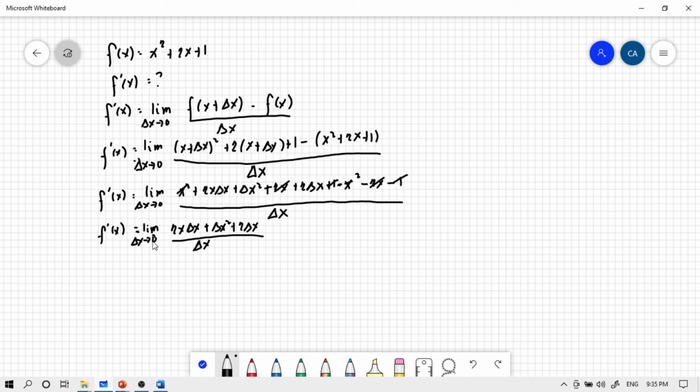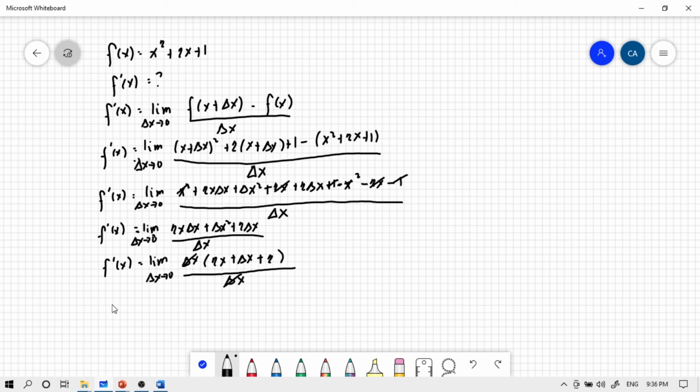So since kapag sinubstitute ulit natin yung delta x natin sa ating equation, magkakaroon tayo ng 0 over 0 na sagot or indeterminate form na sagot. So kailan natin i-factor out yung numerator natin. So we have f prime of x equals the limit of, simply ilabas lang natin si delta x. So we have delta x times 2x plus delta x plus 2 divide by delta x as delta x approaches 0. Magkakancel si delta x.